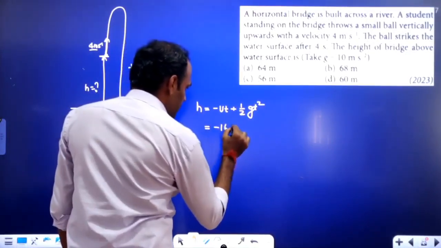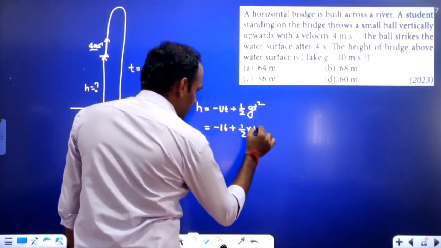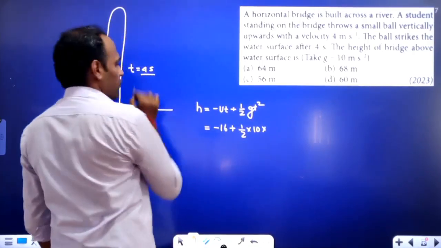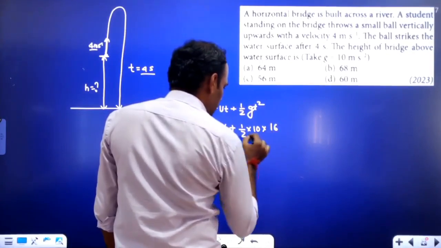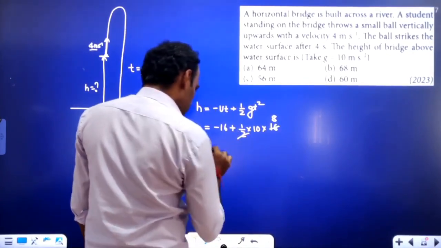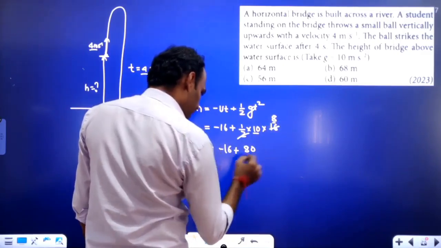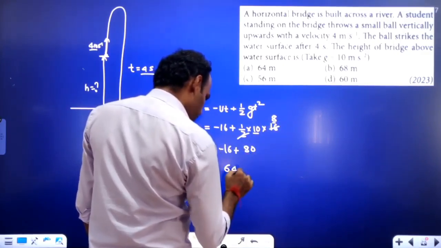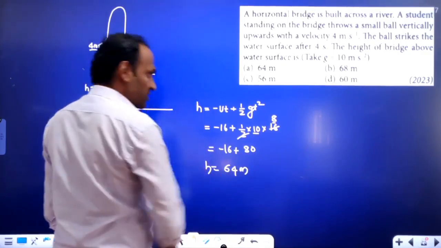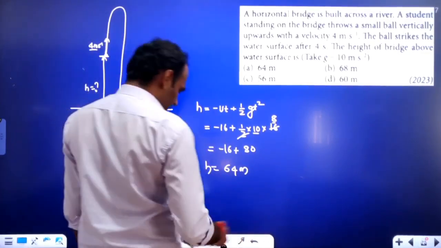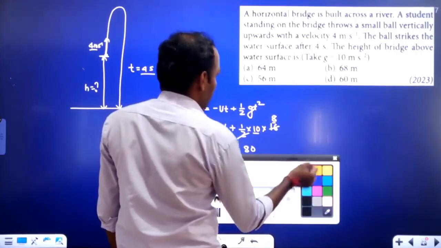So this will be minus 16 plus half g, g is 10, into t square. T is 4 seconds, 4 square is 16. So 2 1s are 2, 8s are 16. So this is minus 16 plus 10 into 8 will be 80. So 80 minus 16 will be 64 meters. So the height of the bridge is 64 meters. Then which option is correct? Option A is correct.